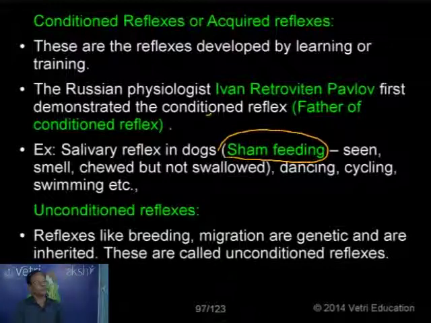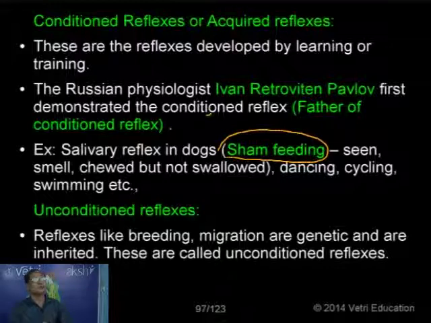Here the salivary reflex in the dog is generated by means of ringing the bell. He rang the bell along with the supply of food to the dog, so that the dog would incorporate in its mind that whenever the sound of a bell was given, food would be provided. At one stage he refused to give the food. He didn't give the food but rang the bell. On hearing the bell, salivation occurs in dogs.